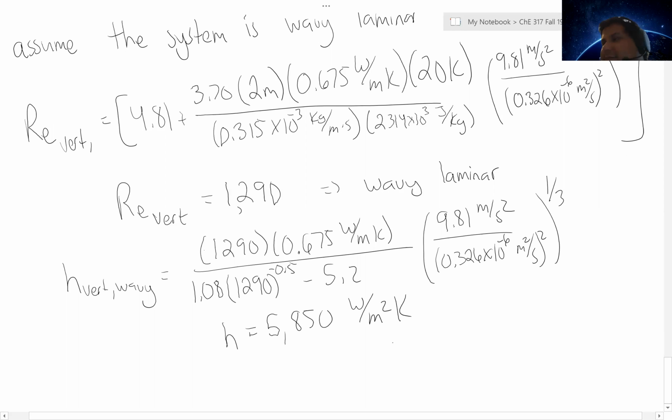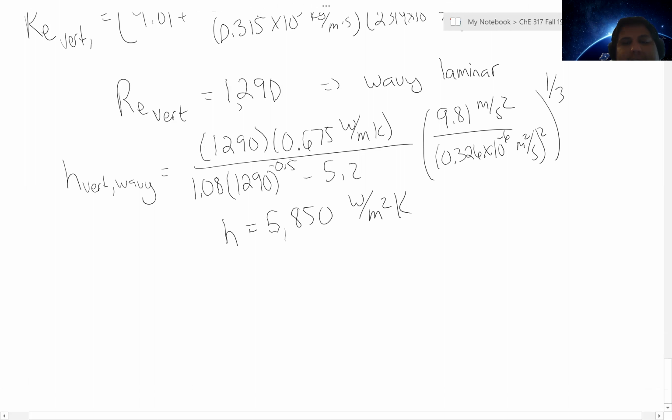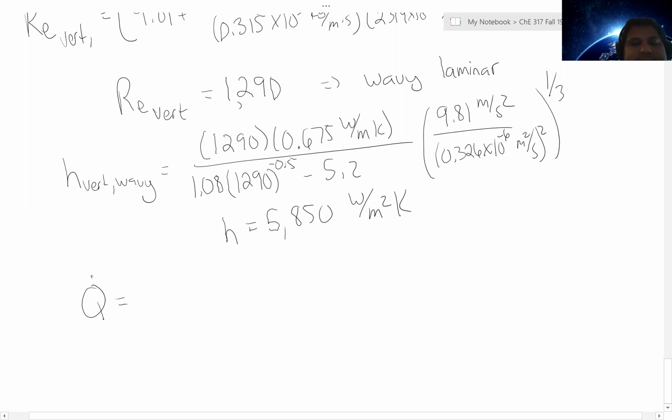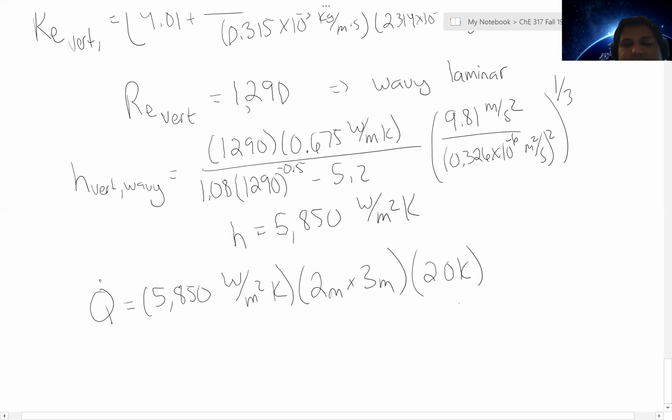So once again, we get to spend the majority of the problem finding our heat transfer coefficient. The good news is now that we have our heat transfer coefficient, we can solve for our heat transfer rate as H, 5,850 watts per meter squared Kelvin, times the surface area of our 2 meter by 3 meter plate. So it's really just 6 square meters times our Tsat minus Ts, or 20 Kelvin. We do this and we get a Q value of approximately 702 kilowatts.